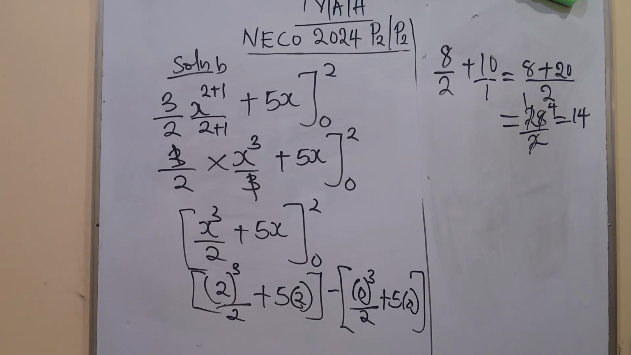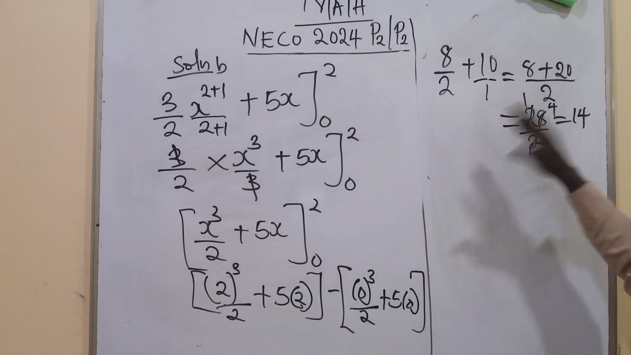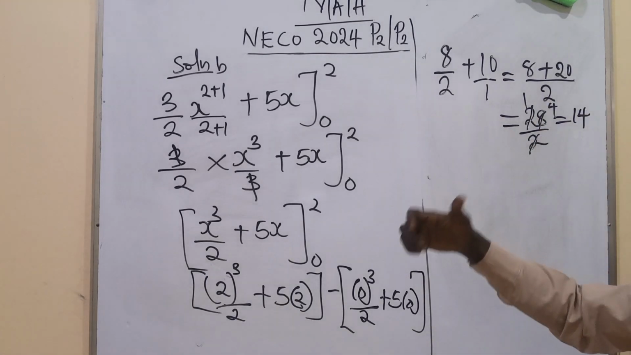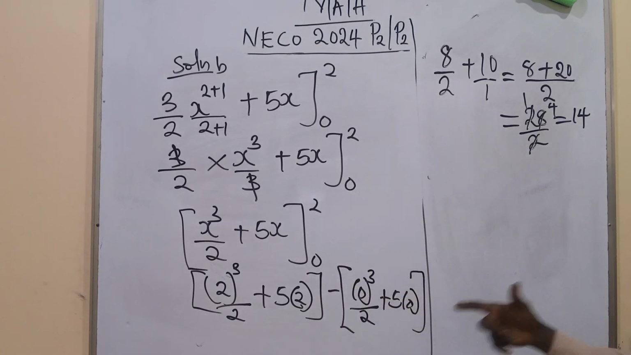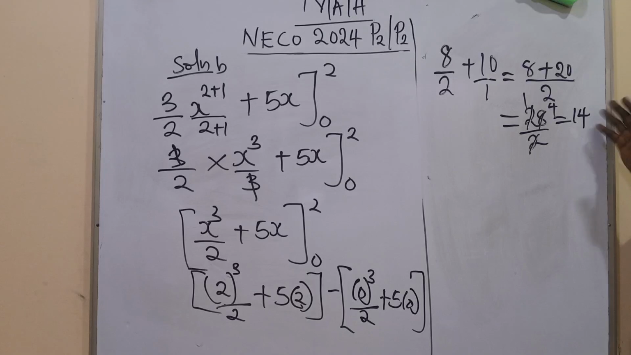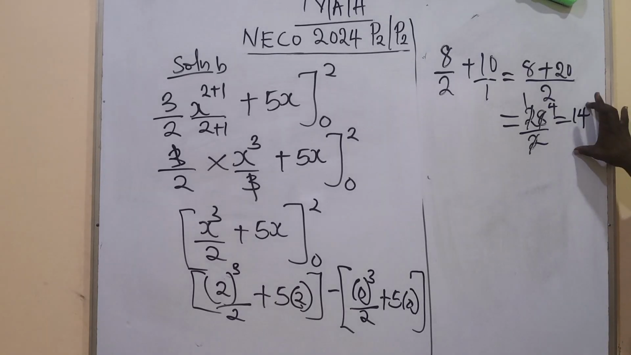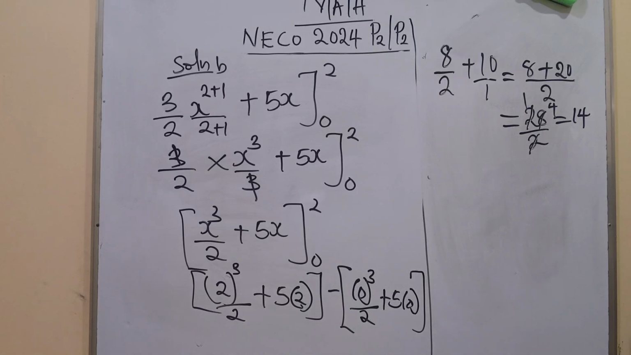That is why it is a definite integral. But if it is an indefinite integral, we integrate and put the arbitrary constant. But if it is a definite integral, definitely we have a number. It could be a fraction, it could be a whole number like what we have on the board here. We have 14. So this is the solution to this question.